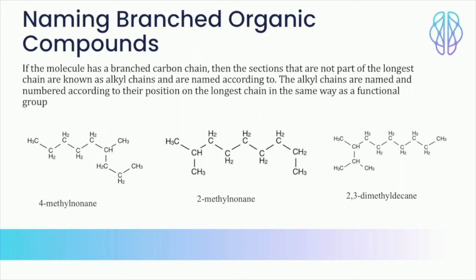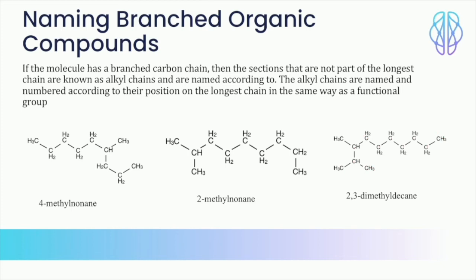The third example is a little more complex and I'll show you why. So we need to find the longest possible carbon chain, right? So we can go this way first, right? So 1, 2, 3, 4, 5, 6, 7, 8, 9, 10. So I've got 10 so far. I can also go maybe this way. 1, 2, 3, 4, 5, 6, 7, 8, 9, 10, right?